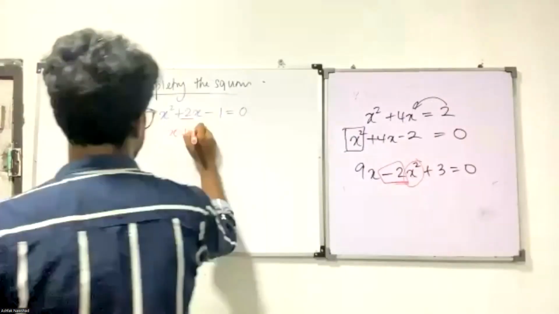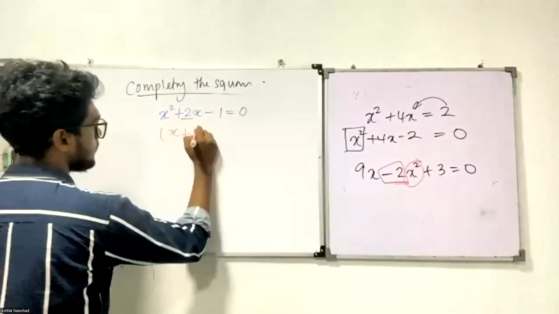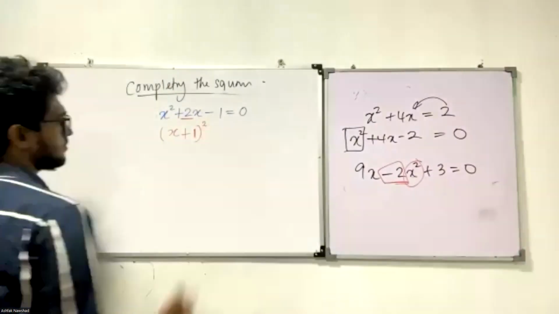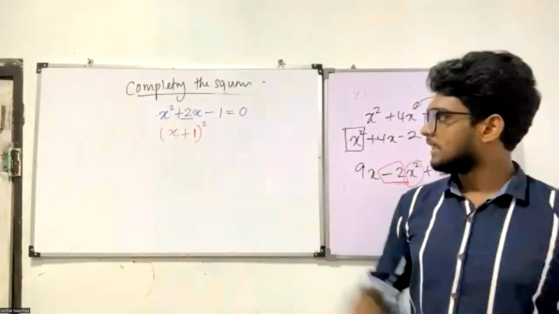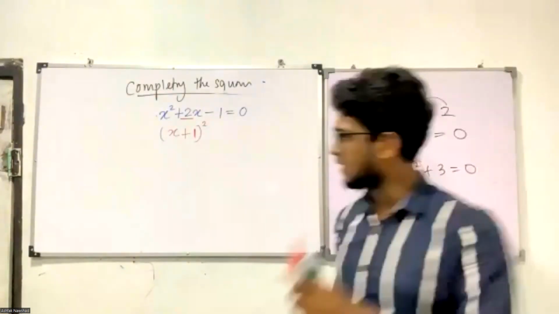Half of 2 is 1, and you are squaring it. Is this part understood? I'll give you another example.